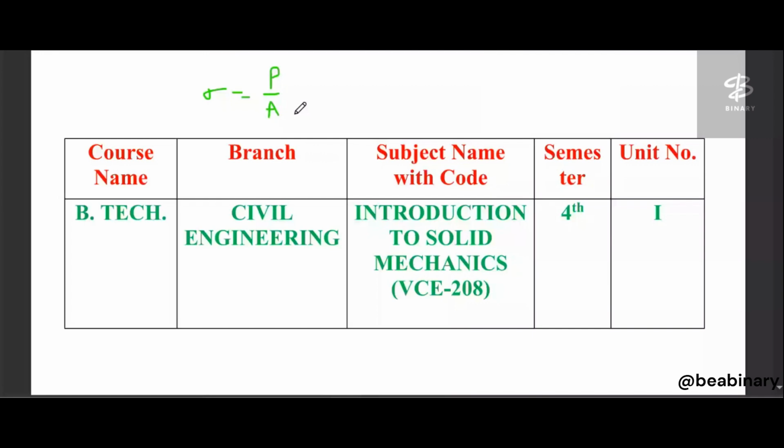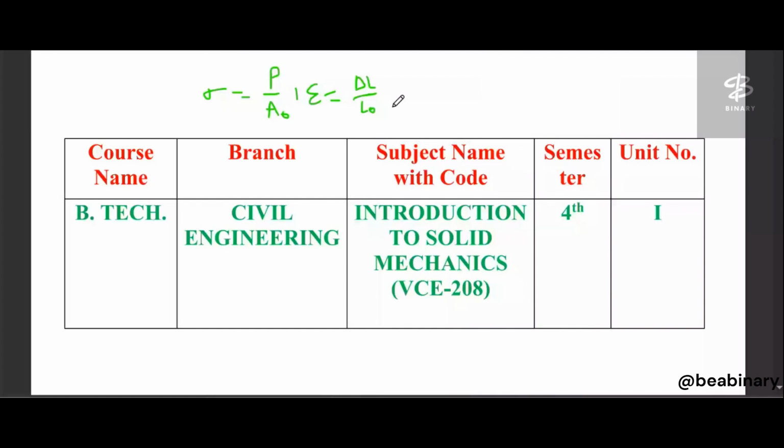L naught is the original length, and strain is equal to delta L upon L naught. So strain is the elongation per unit length. Everyone knows strain is a dimensionless quantity, defined as the elongation per unit length. It is like tensile strain or compressive strain.